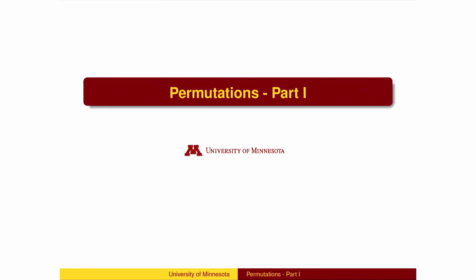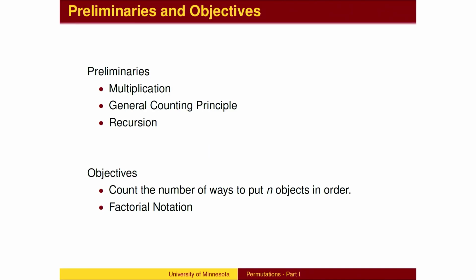Permutations, Part 1. There is very little that you need to know prior to this lesson, except for how to multiply. Understanding the general counting principle is helpful, but perhaps more formal than what is required in this lesson. Some familiarity with recursion is also helpful. In this lesson, you will learn to count the number of ways to put a collection of objects in order and will learn factorial notation.